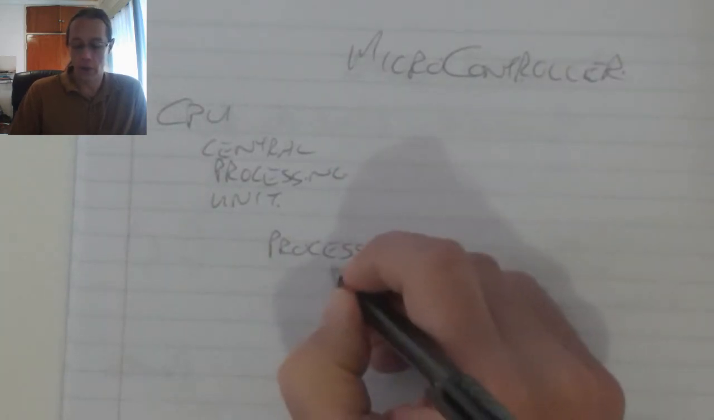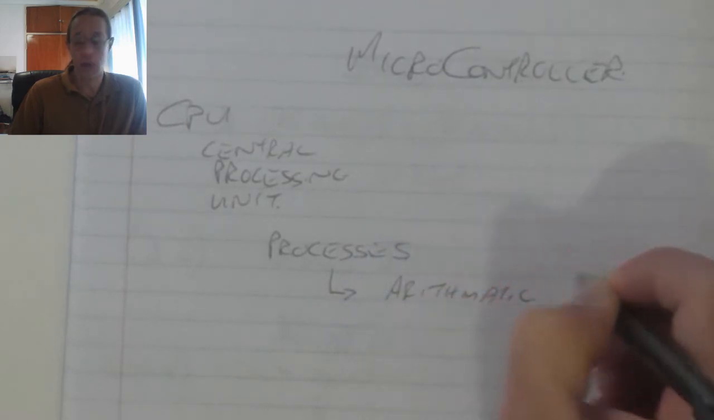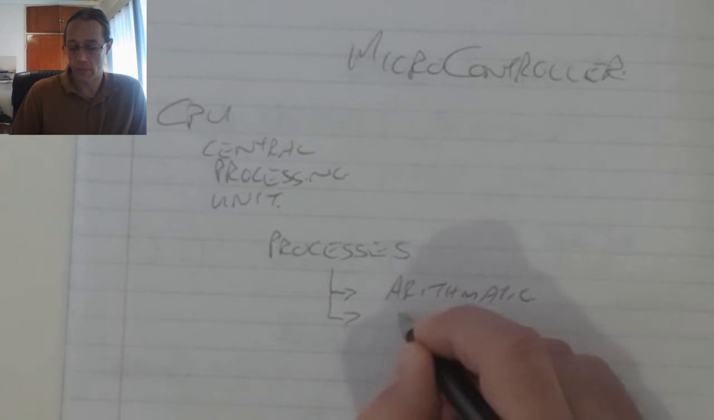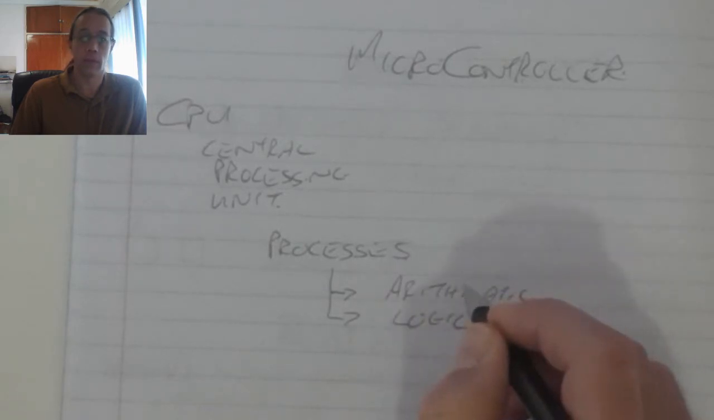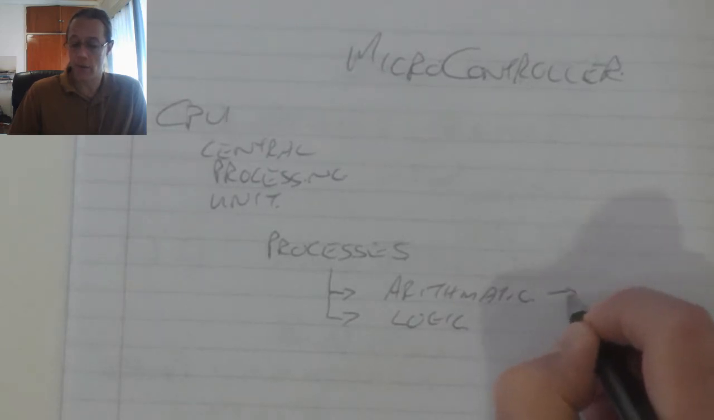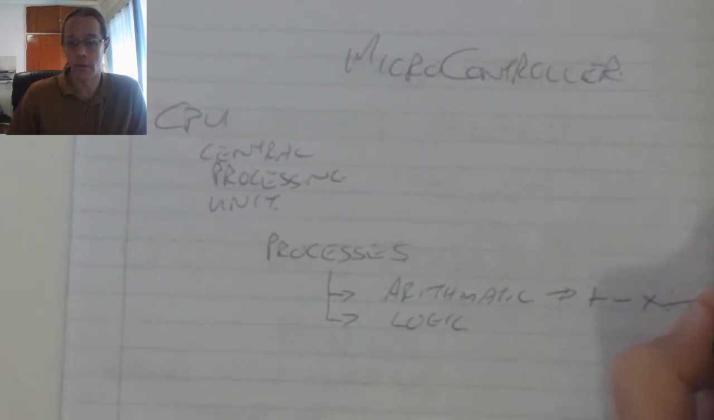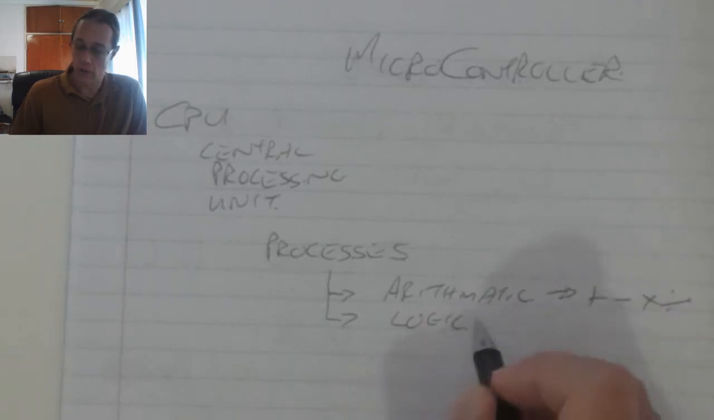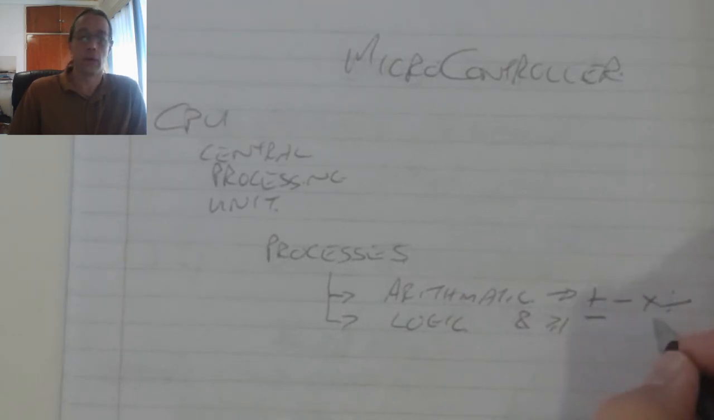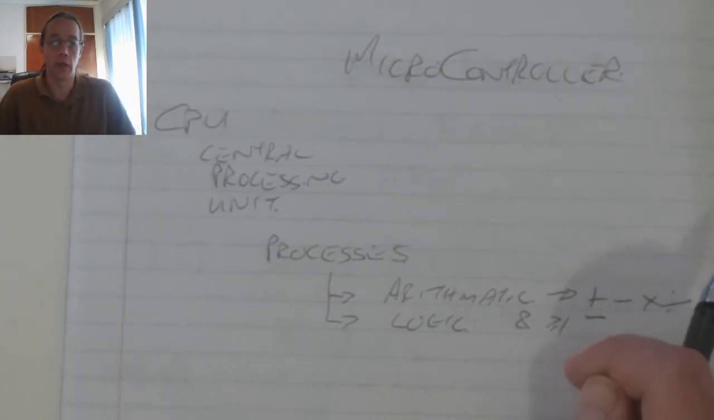Along with general arithmetic and logic capabilities, the arithmetic aspects are addition, subtraction, multiplication, and division, and then your logic functions, that's your AND, your OR, and your NOT functions, like was done in grade 10 and 11.